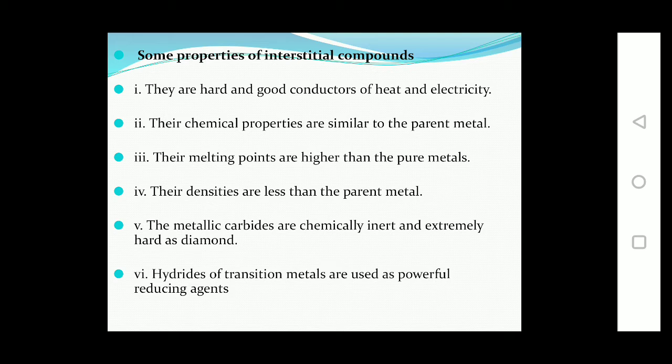Hydrides of transition metals are used as powerful reducing agents. Metal hydride is again a metal along with hydrogen. As the percentage of hydrogen is more, these are powerful reducing agents, that means they bring about reduction. For example, lithium aluminium hydride; various examples are there and they are good reducing agents. So this is all about interstitial compounds and their properties.